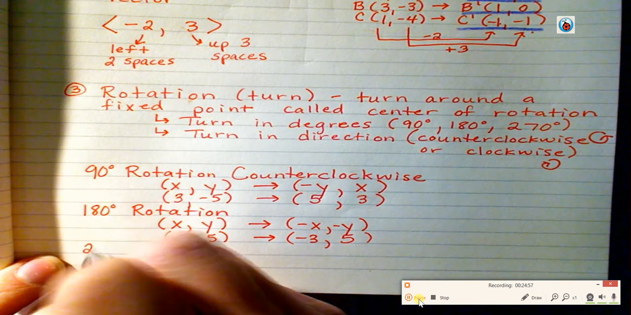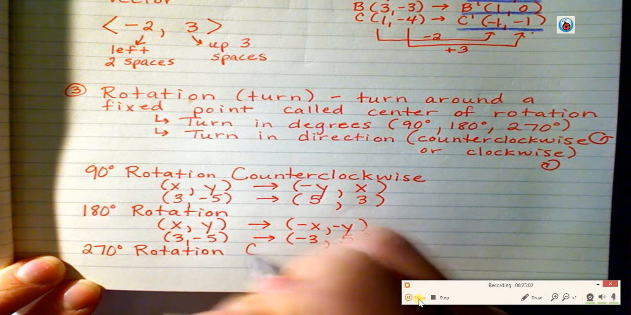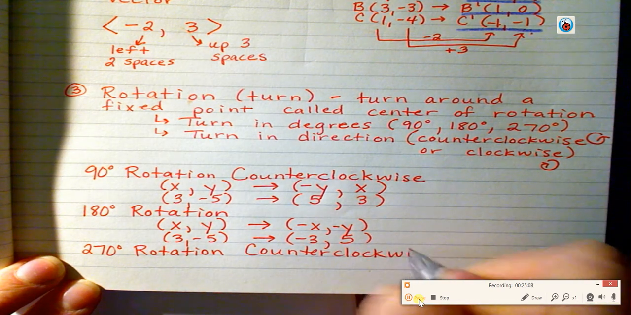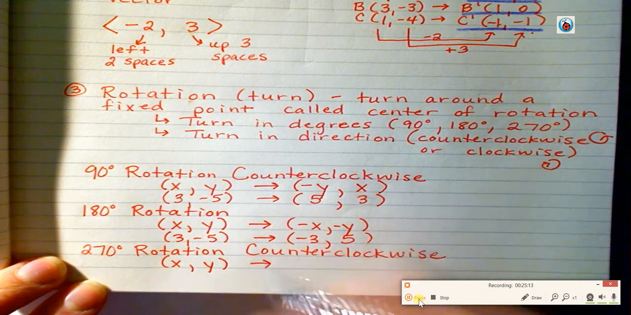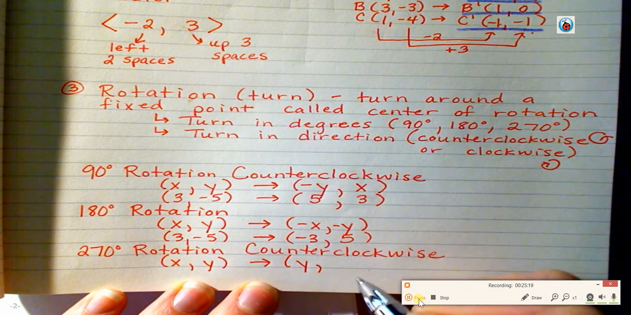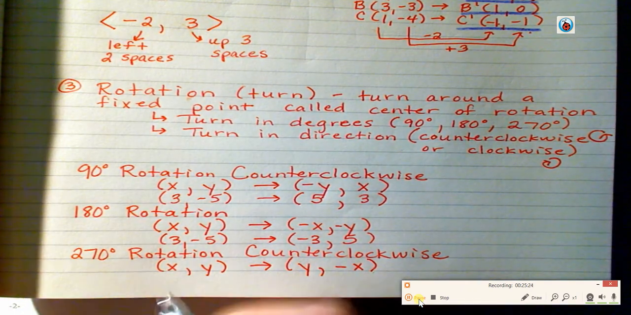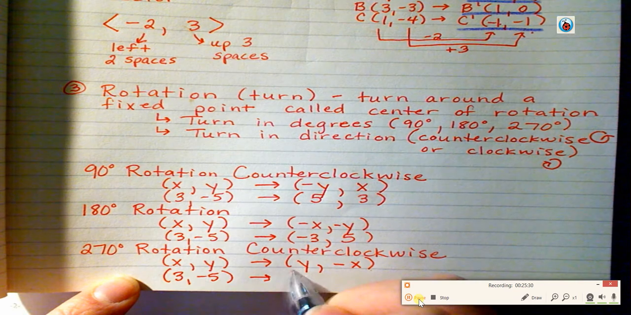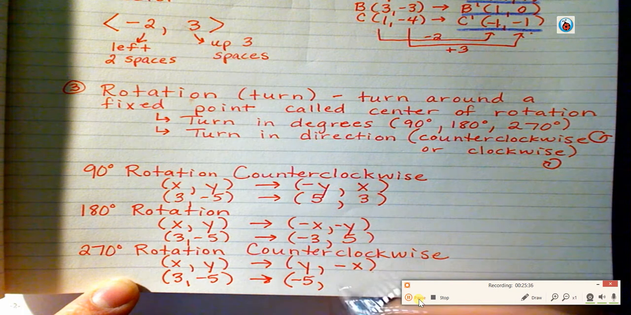Then there's a 270-degree rotation. So if I give you that counterclockwise, you have your original point, X and Y. You'll write your Y value first, and your x value second, but the x value will change sign. So if I give you the point 3, -5, I will first write down the same y value, -5, and then I write down my x, but I change the sign to make it -3.